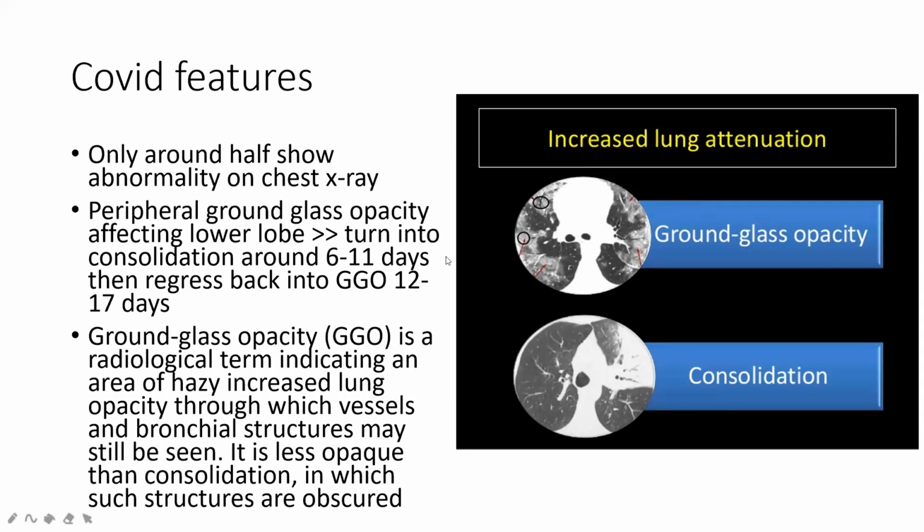In terms of COVID-19, usually what we see is it starts with peripheral ground glass opacities between day 1 and 5, and then it turns into consolidation around day 6 to 11. Day 6 to 11 are the most critical days in COVID-19, which means that either the patient can deteriorate or they can recover. Then after that, they either get worse or they regress back into ground glass opacities between day 12 and day 17.